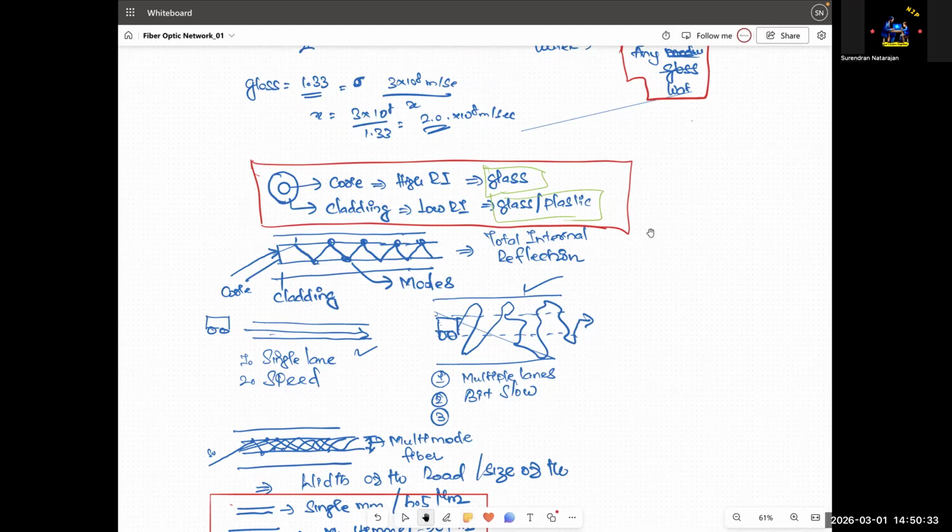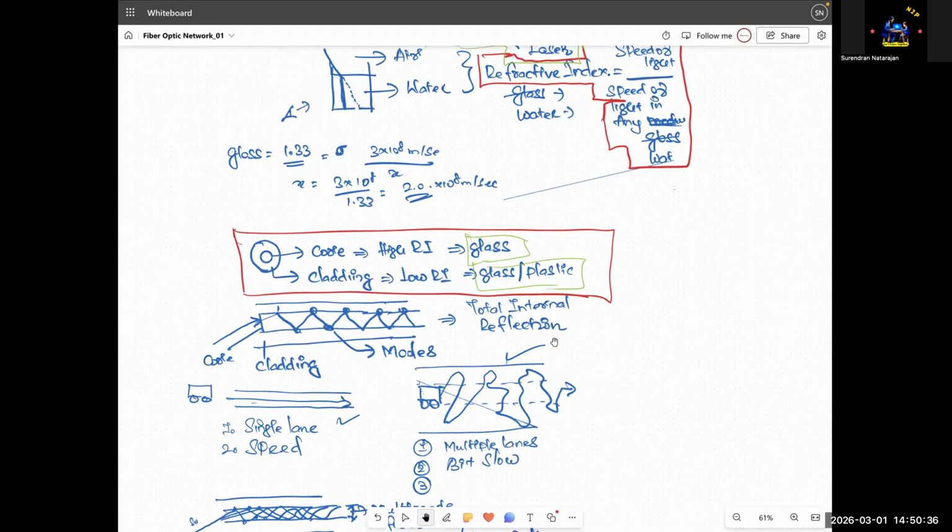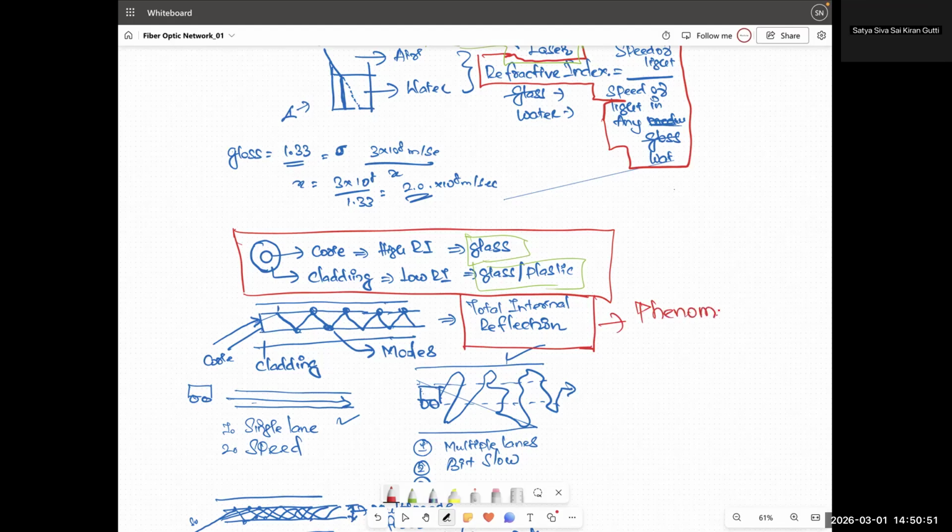I forgot to tell this one. If people tomorrow ask how light is traveling in a fiber, it is called the total internal reflection phenomenon. What is the spelling of phenomenon? Okay, this is the phenomenon. These are all the core things you need to remember. Total internal reflection, this is the fundamental thing.